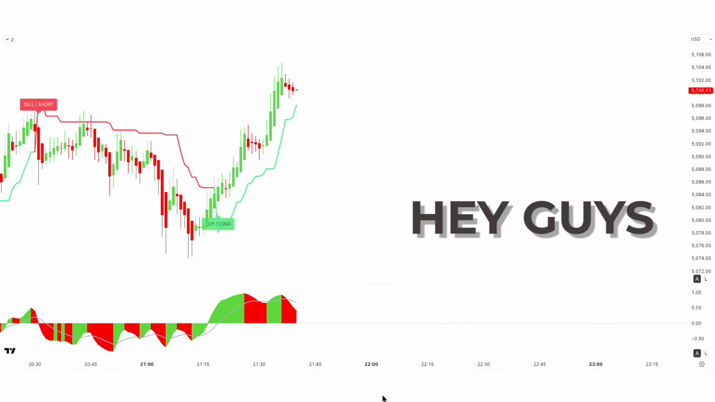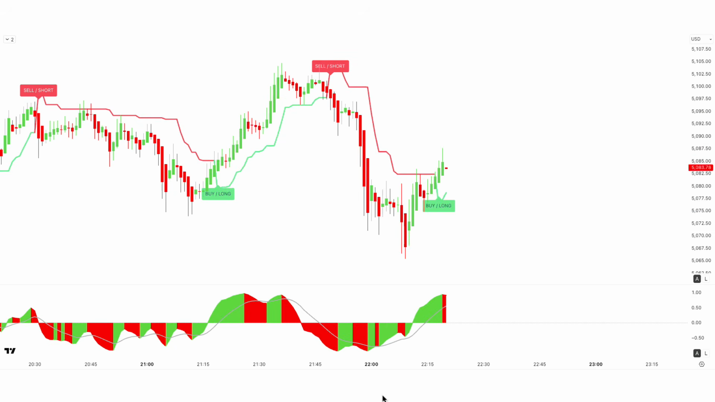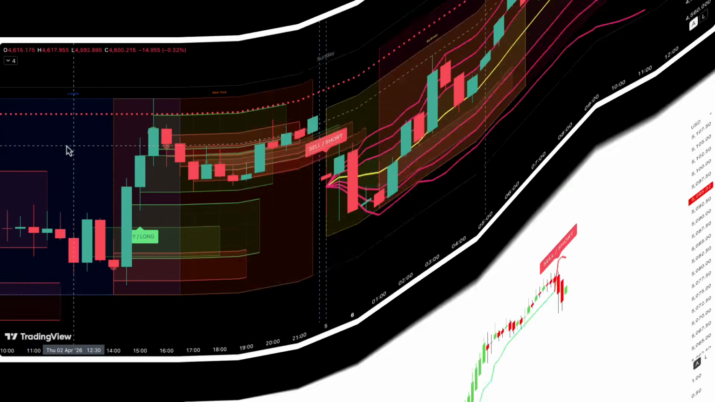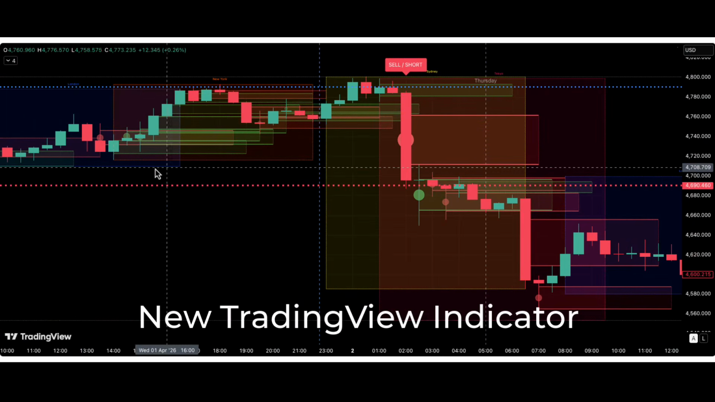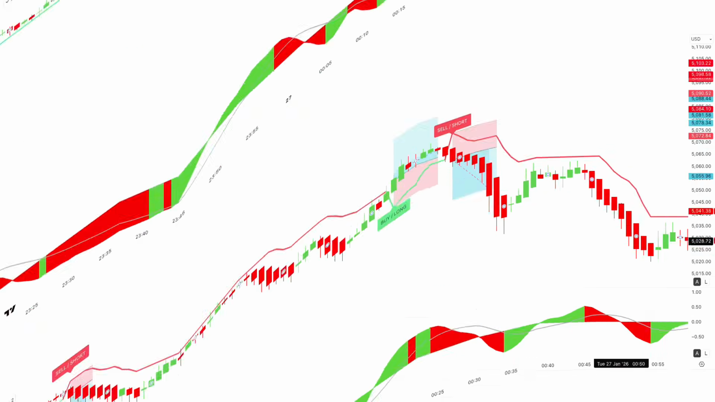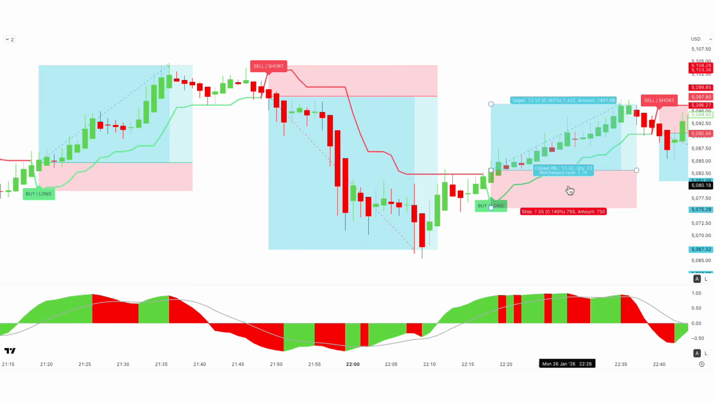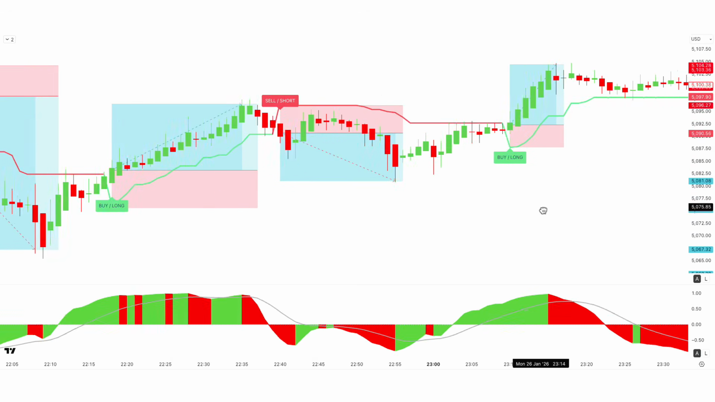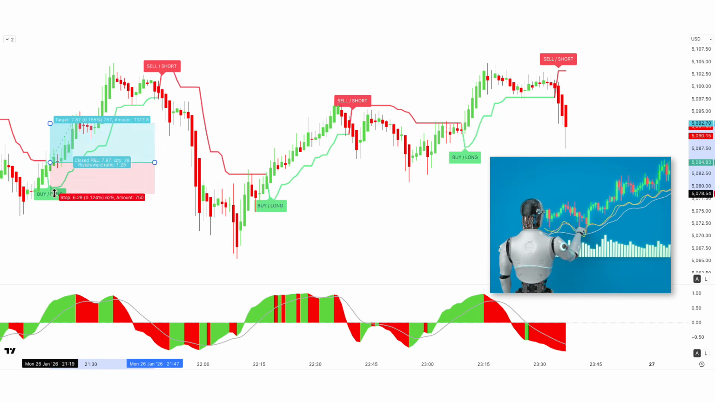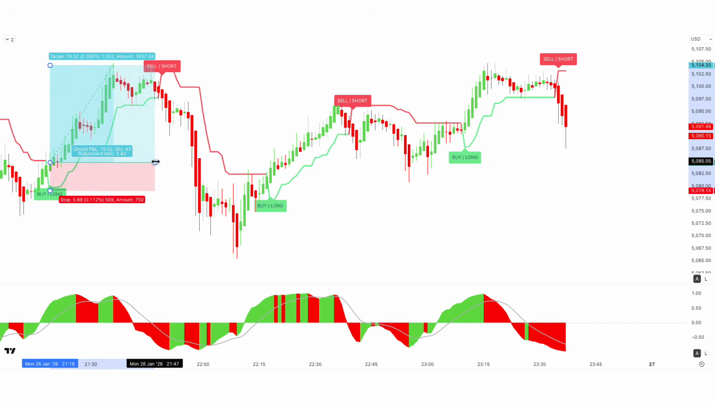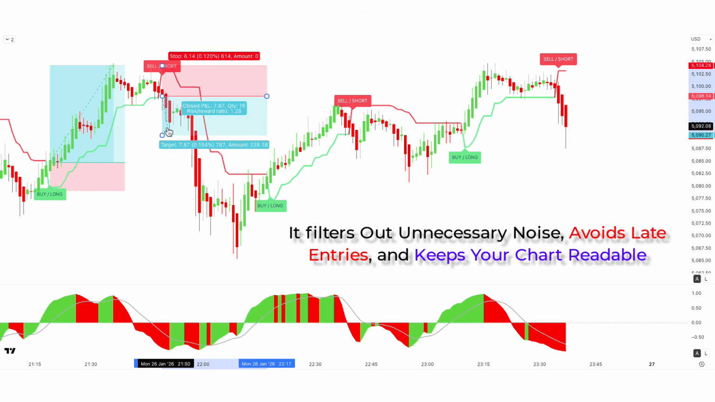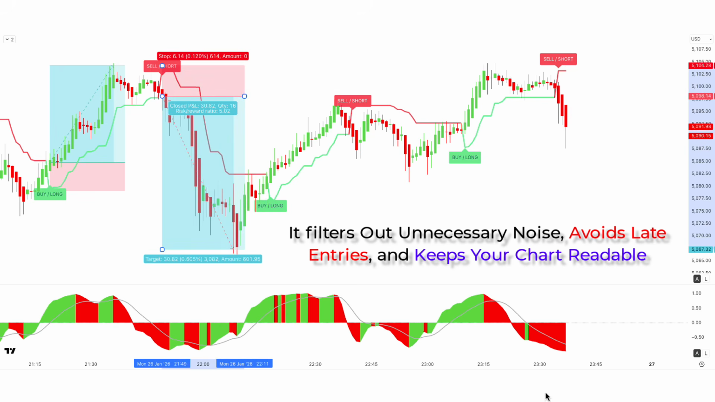Hey guys, imagine if your charts could guide you with clarity, highlighting potential buy and sell zones without confusion or hesitation. In this video, I'm introducing a new TradingView indicator designed to simplify your decision-making and sharpen your entries. This tool doesn't flood your screen with signals. Instead, it focuses on clean structure and high probability levels, helping you understand what the market is actually doing, not just reacting to it. What makes it different is its approach. It filters out unnecessary noise, avoids late entries, and keeps your chart readable.